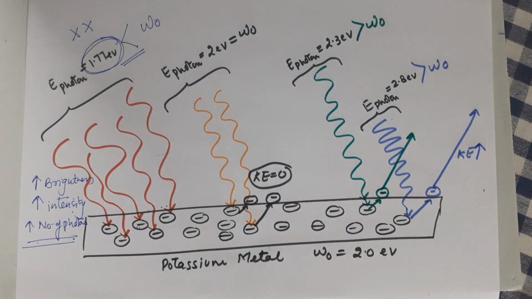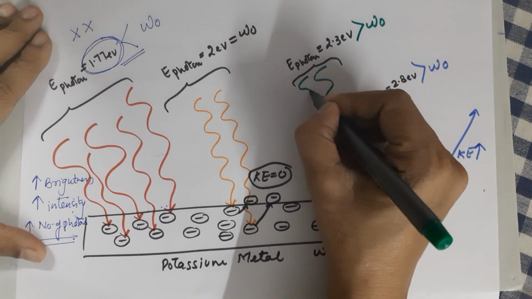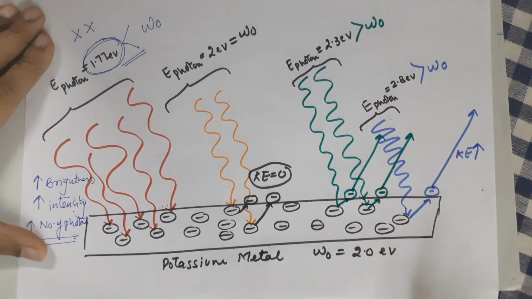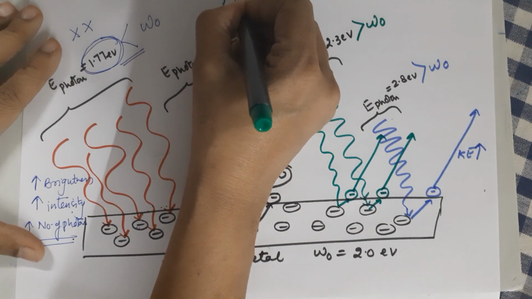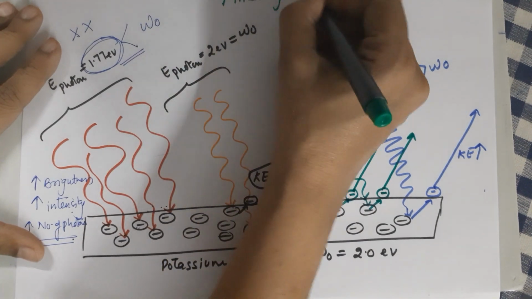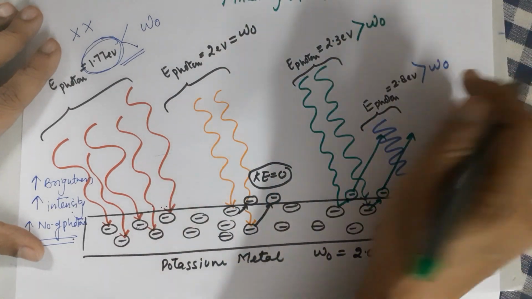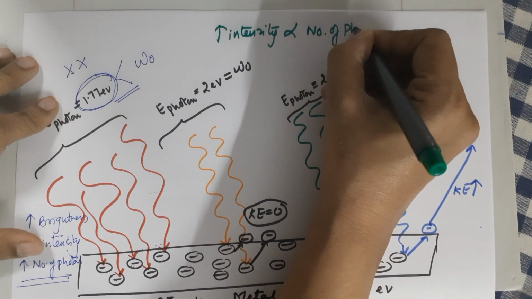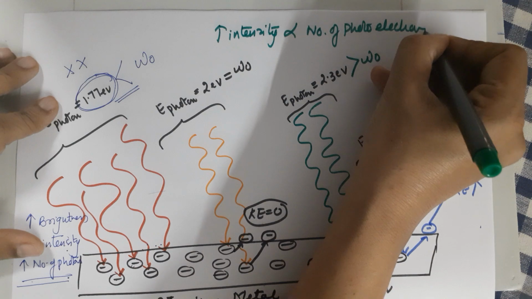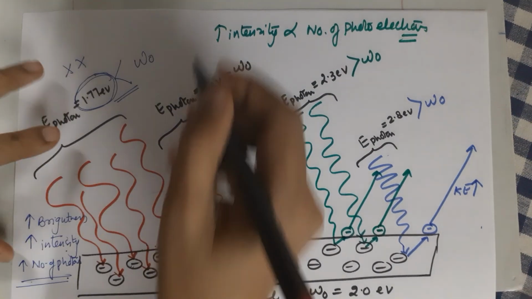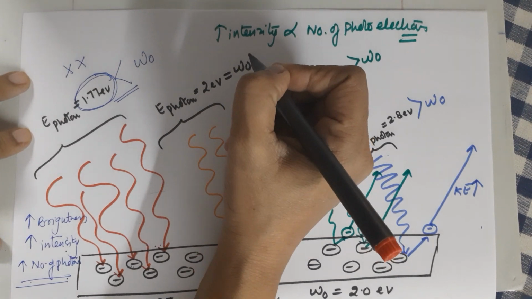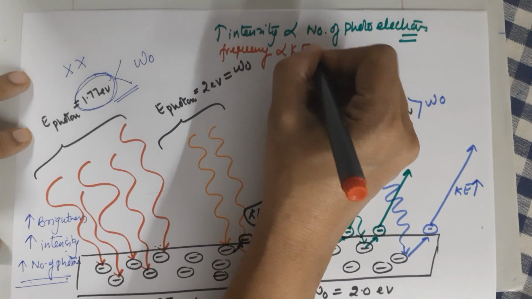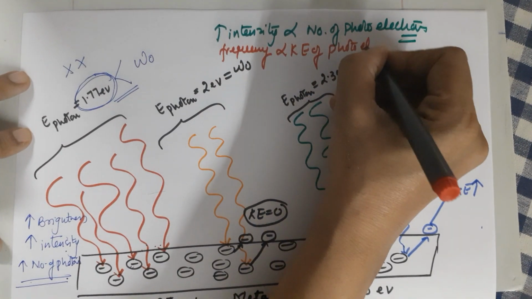What happens if I increase the intensity here? If I increase the intensity here, then again I would have the electron moving up and it would be moving. So when you increase the intensity, it is directly proportional to the number of photoelectrons. But if you increase the frequency, then it is directly proportional to the kinetic energy of photoelectrons.